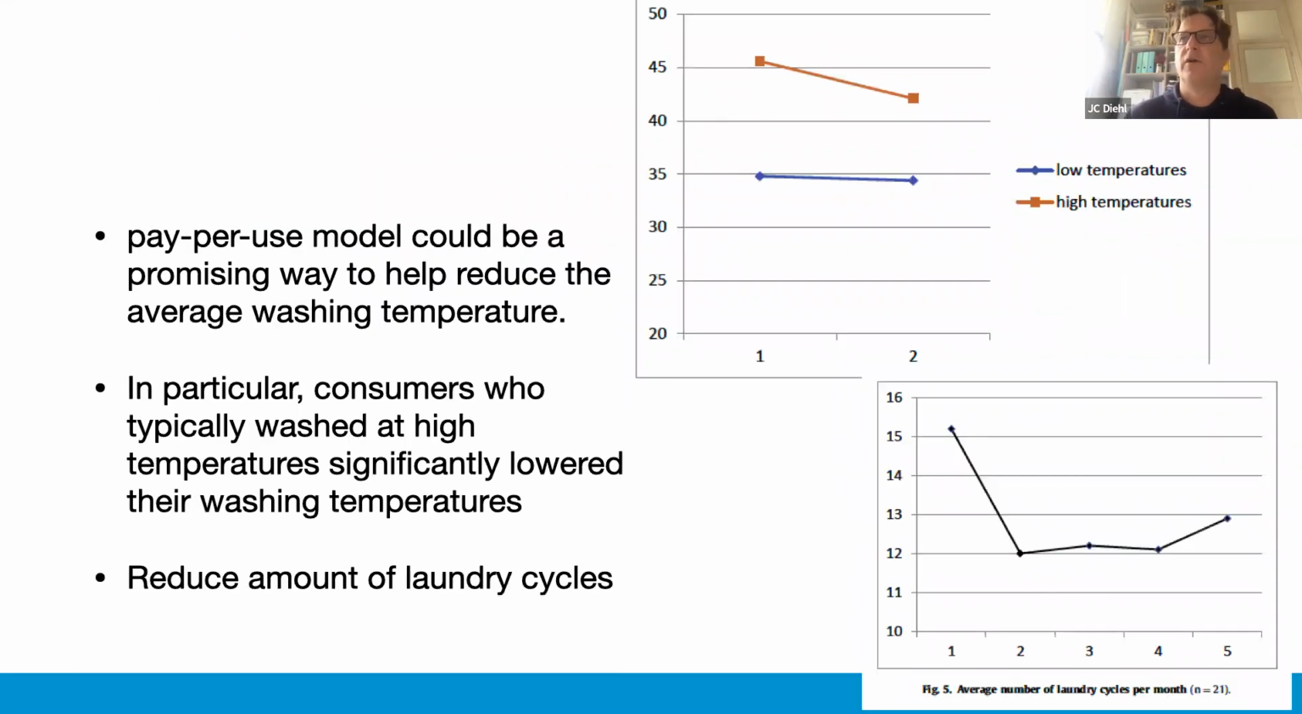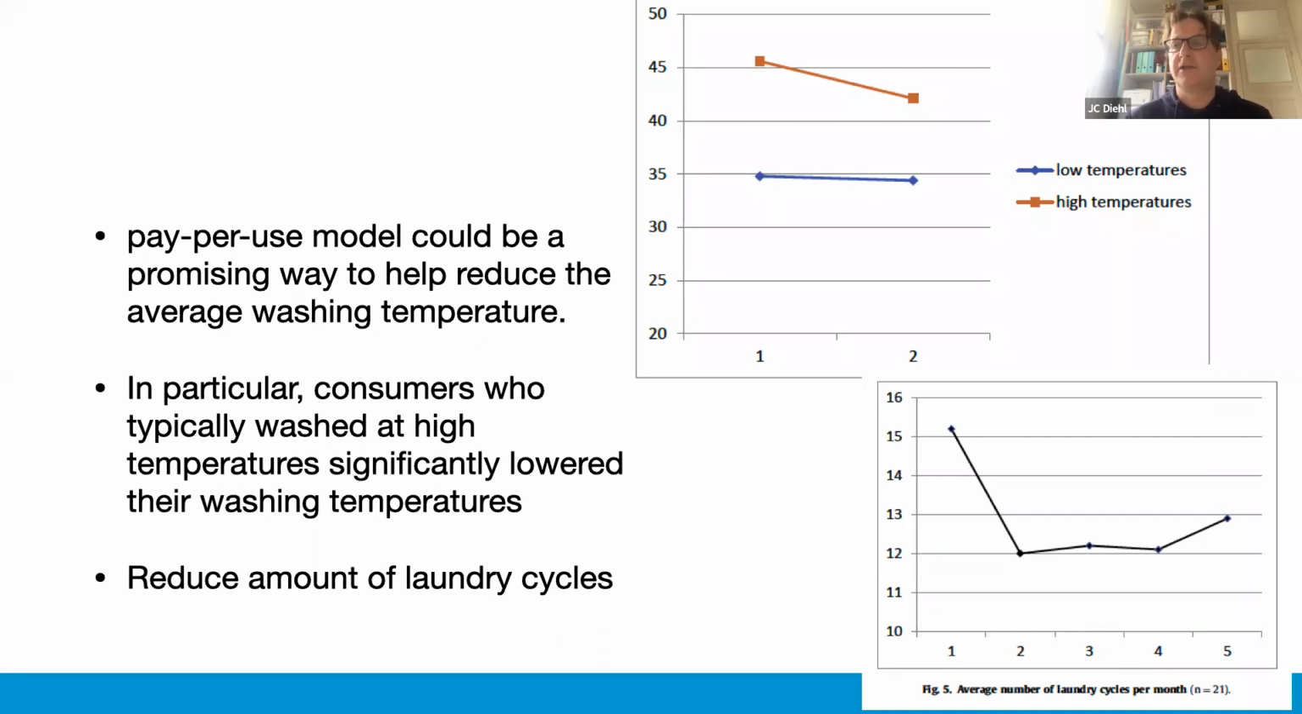So these were some of their early findings. As you can see on the top graph, you see the first year and the second year, I don't know exactly, but over time, especially the orange one, the high temperature wash cycles were going down in those households. Of course, the incentive is a lower cost, so people move to a lower wash temperature cycle, and as such also reduce the environmental impact.